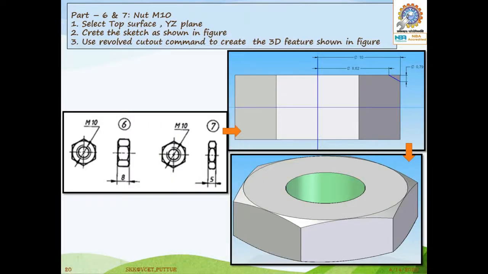Coming to part number 6 and 7, nut M10. In that, part number 6 is the nut, and part number 7 is the lock nut. To create this one, you can follow the same procedure.